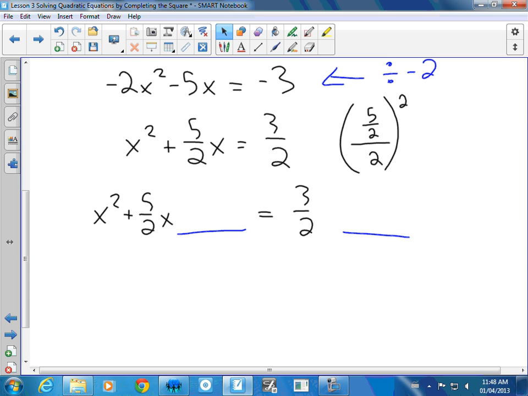So think about it this way. 5 over 2 divided by 2 over 1, right? Isn't that what that is? Isn't that 5 over 2 divided by 2? Isn't that what that says? 5 over 2 divided by 2? Which is 5 over 2 times the reciprocal, 1 over 2, which is 5 over 4.